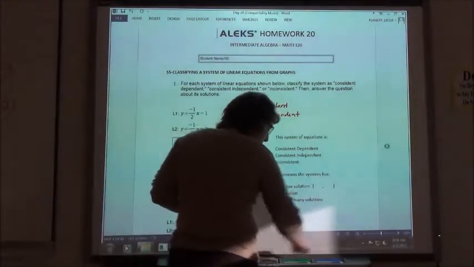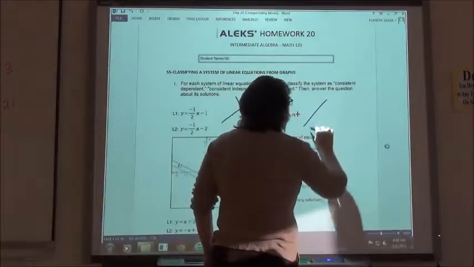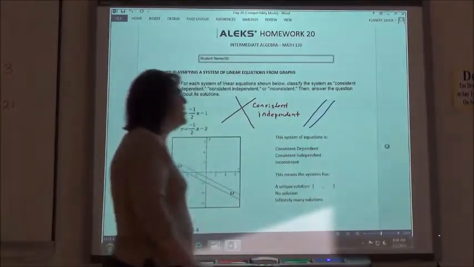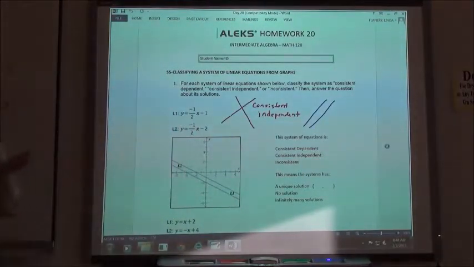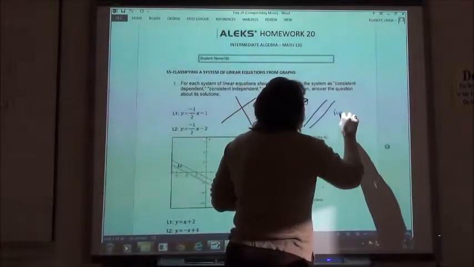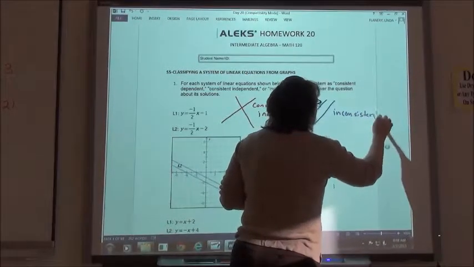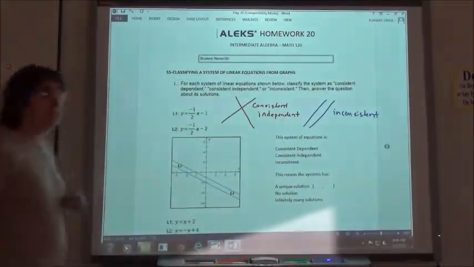Another common way of drawing two lines is if I have two lines that are exactly parallel to each other. If they're parallel to each other, they're not going to intersect, and therefore they're not going to have a solution that's common to both of them. And so those ones are called inconsistent. And they're going to have no solution.